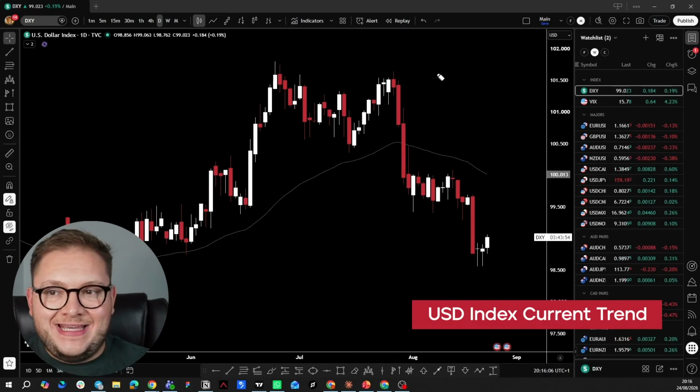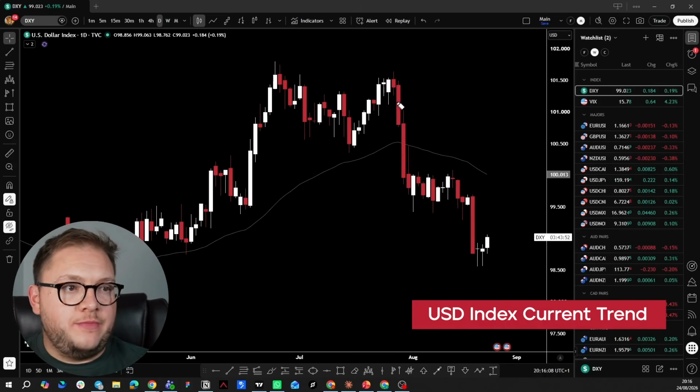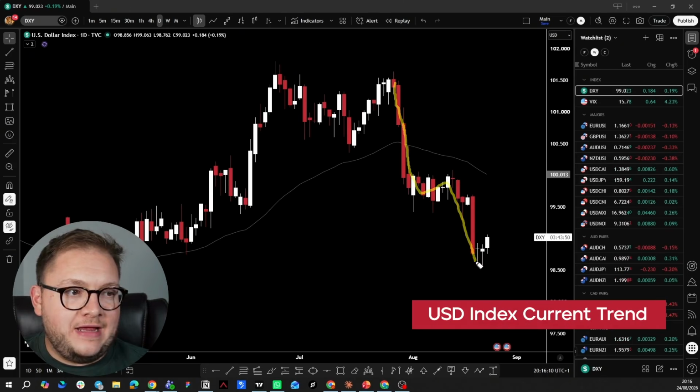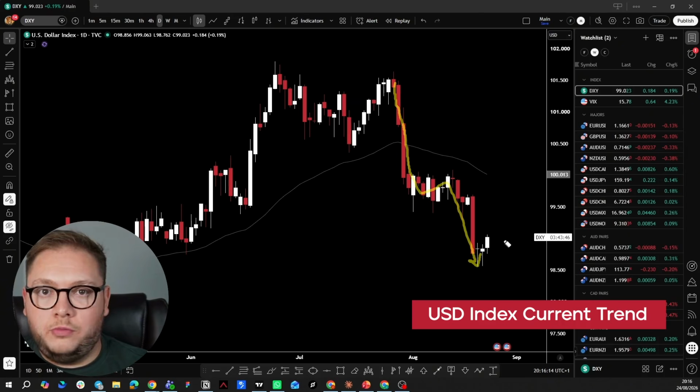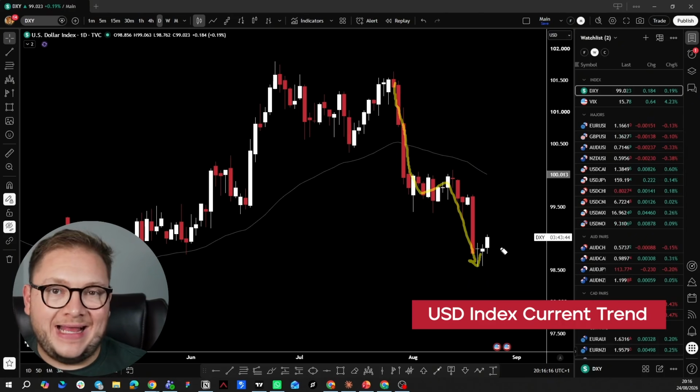So what can we see going on with the US dollar at the moment? Obviously, price is in a bearish trend here, but could the market pull back this week? That is the question I want to ask ourselves.